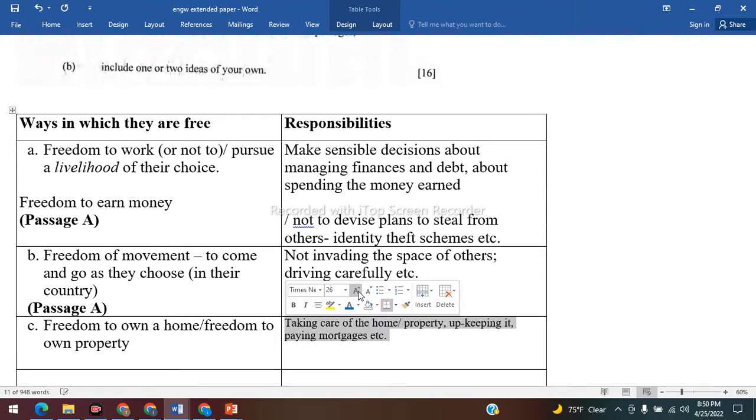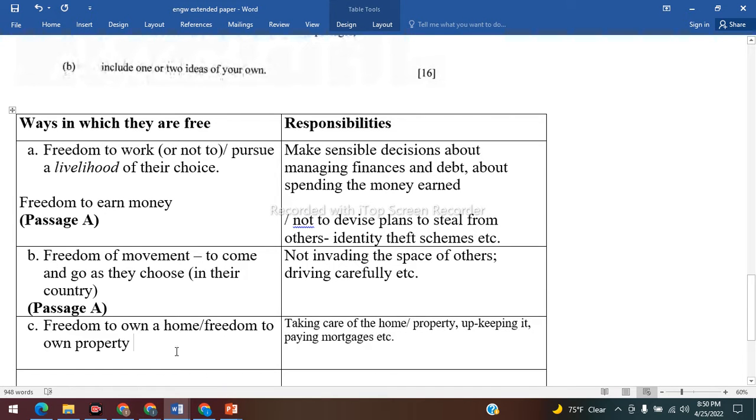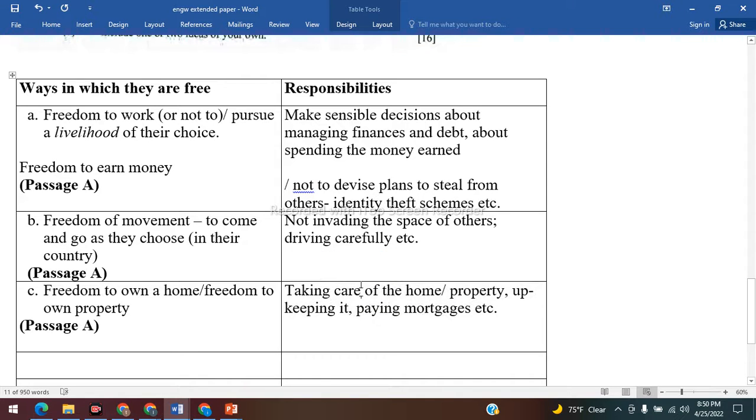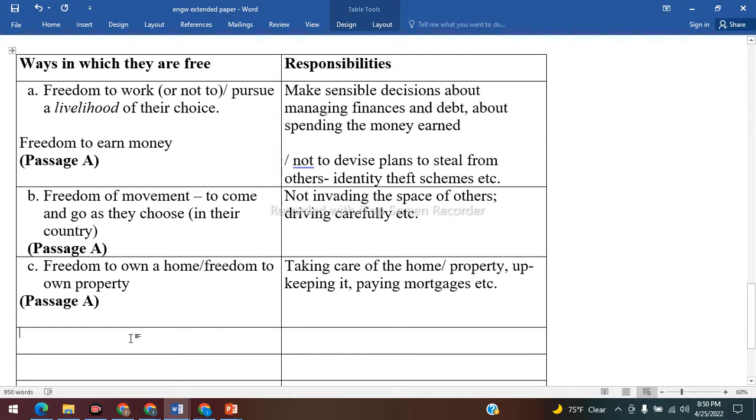What passage would we get that from? The first passage. Yeah, that's passage one. So notice for this one, notice how we mentioned the freedom, but we mentioned the ways they are free, and then we also mentioned the direct responsibility. So we actually are answering the question. Very important.